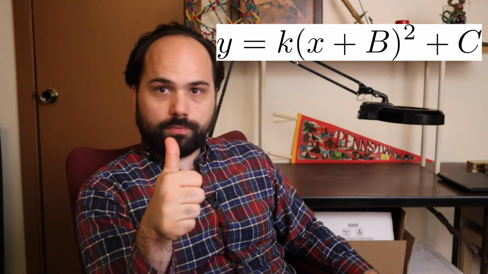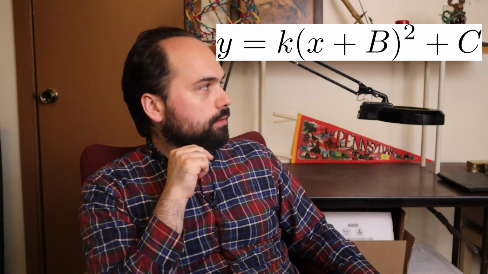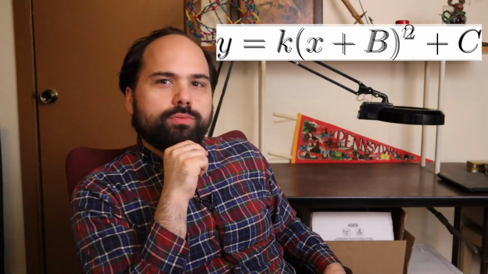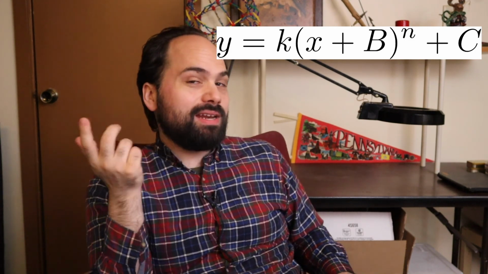Great. What if we don't trust this equation? Like that exponent. What if we don't know if that's a 2? What if it could be a 3? What if it could be a 1? What if it could be a -1/2?